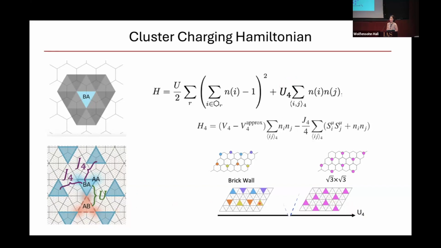When U4 is negative, that extensive degeneracy will be broken down to what we call the brick wall phase. And when U4 is positive, this will be broken down to the √3 by √3 phase. √3 by √3, if I keep track of the centers of the binary orbitals, looks like a very familiar charge ordering pattern. For the brick wall phase, if I keep track of the centers of the orbitals, this is an anisotropic phase. So the 3-fold rotational symmetry is broken.